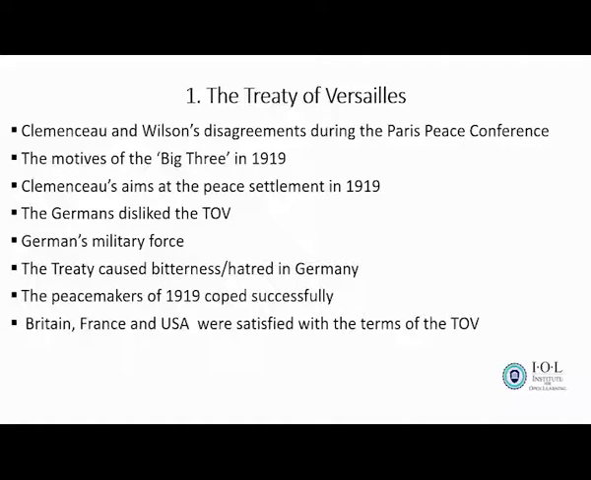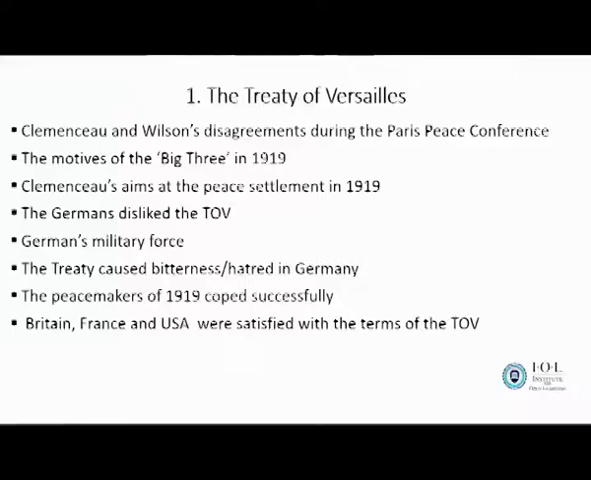The treaty caused bitterness and hatred in Germany, and we ask whether the peacemakers of 1919 coped successfully. And then we have Britain, France, and USA, and whether they were satisfied with the terms of the treaty. First of all, let's look at the disagreement between the two.